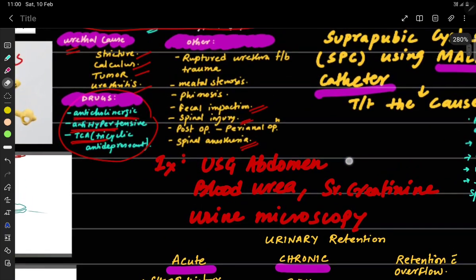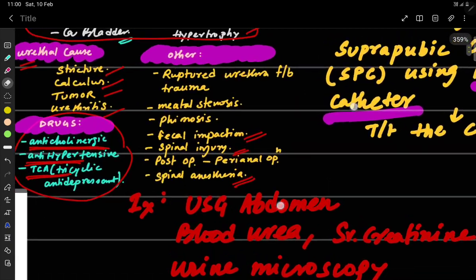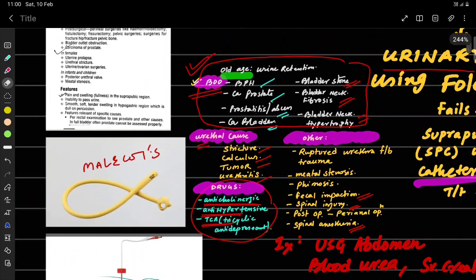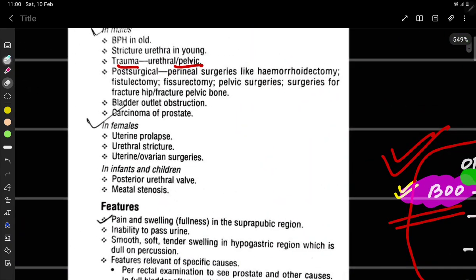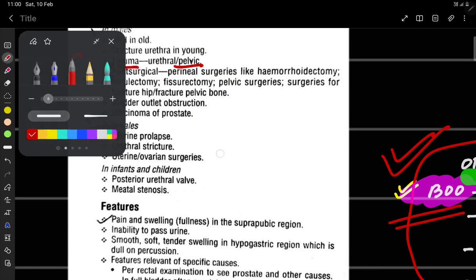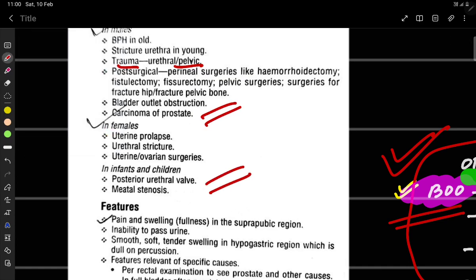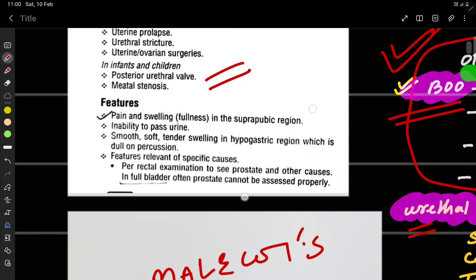Now look at this. Yes, these are the causes, in males and females. So what are the features?